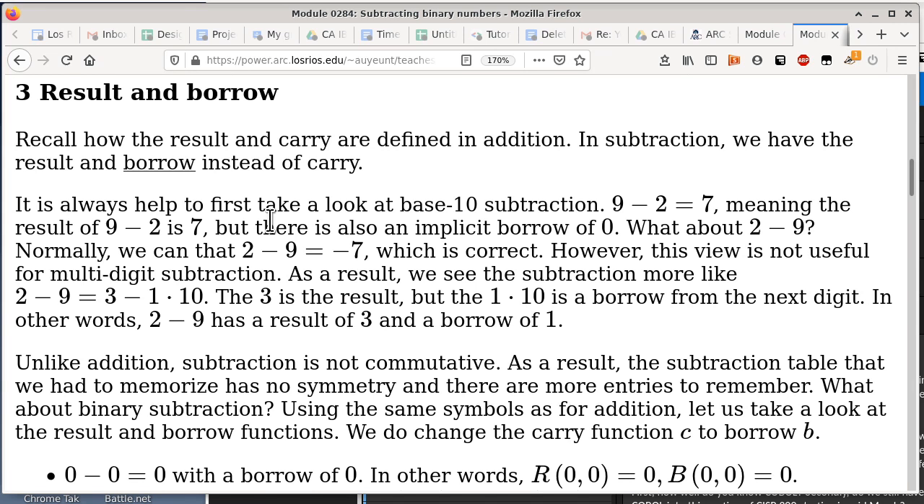But what if I ask you what is 2 minus 9? Well, most people would say negative 7, which is correct. But if you want to carry out multi-digit subtraction, then it's better to say 2 minus 9 is a 3 with a borrow of 1. Does that make sense to you?